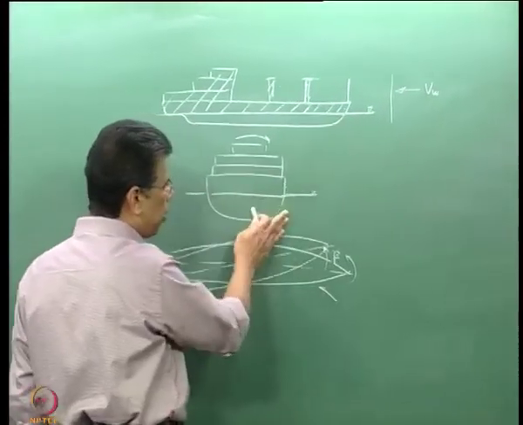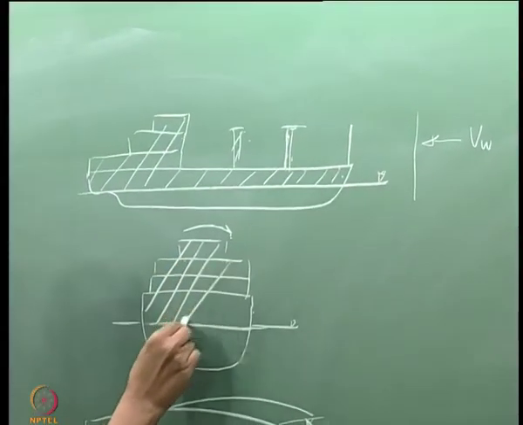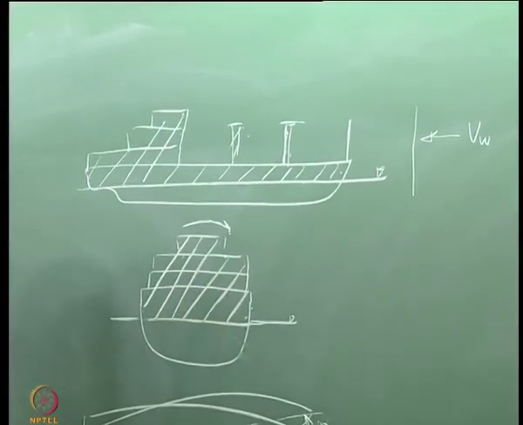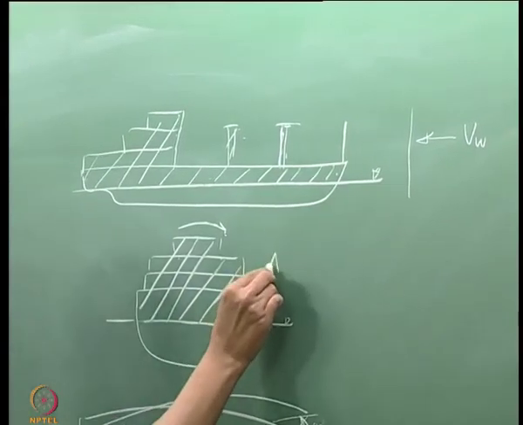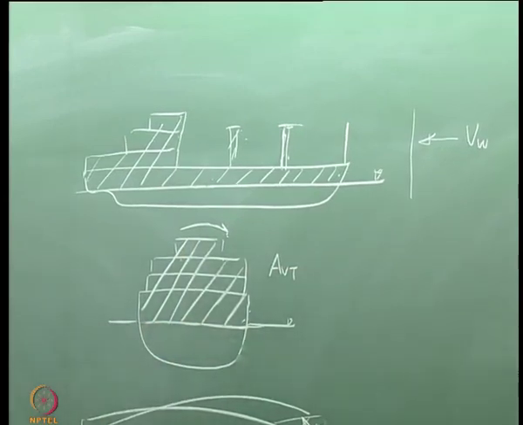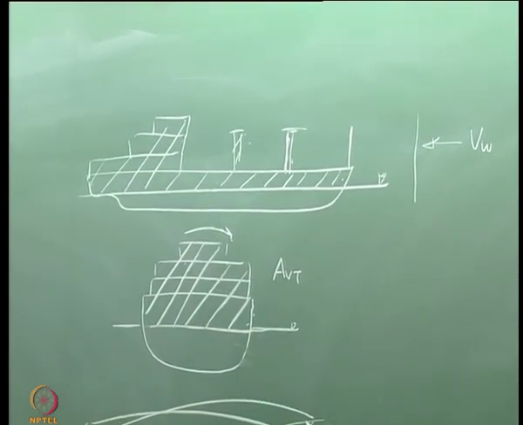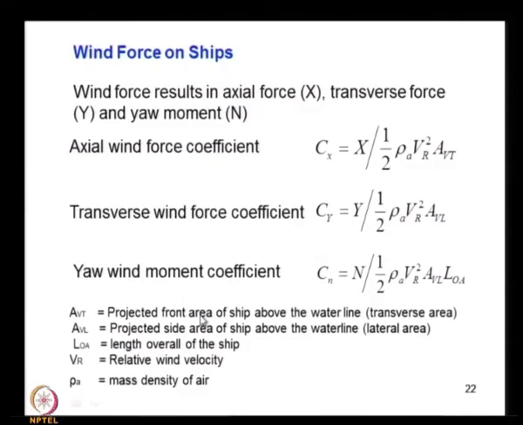So, that means this is a plane. This is the area now subject to wind. This AVT represents this area. That is the projected front area of the ship above the waterline. So, that is a transverse plane. That is the AVT.